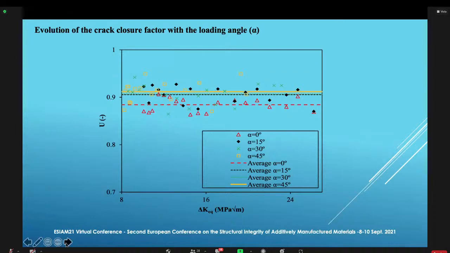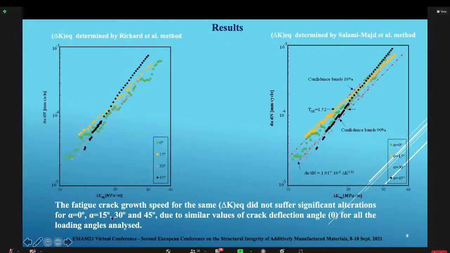So that led us to these results. The crack growth rates were determined using several methods from the literature, and the speed didn't suffer significant alterations for the loading angles analyzed, due to similar values of the crack deflection and also similar values of the crack closure level. And with that, I conclude this brief summary. I'm open for questions. Thank you very much.